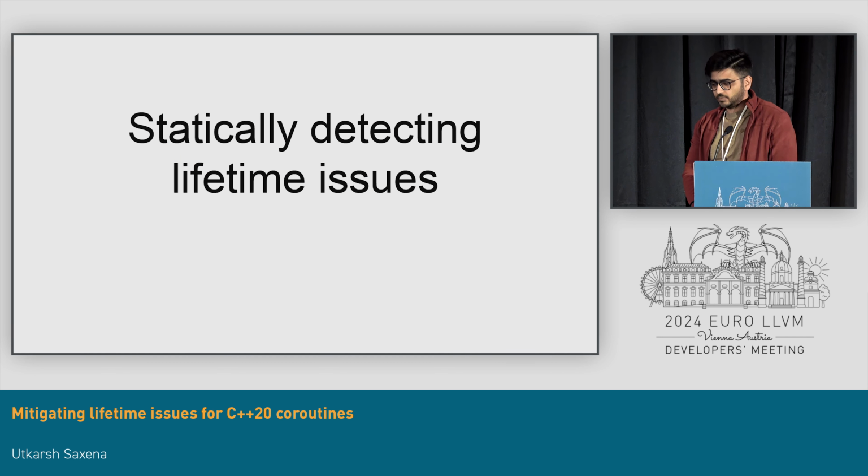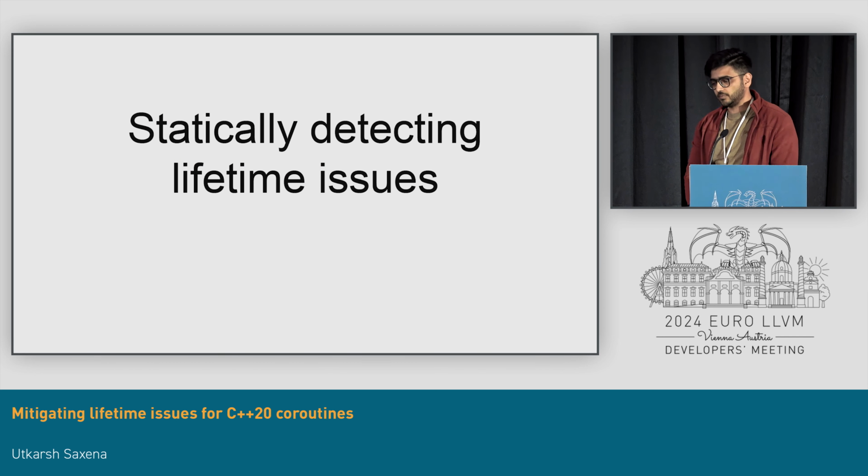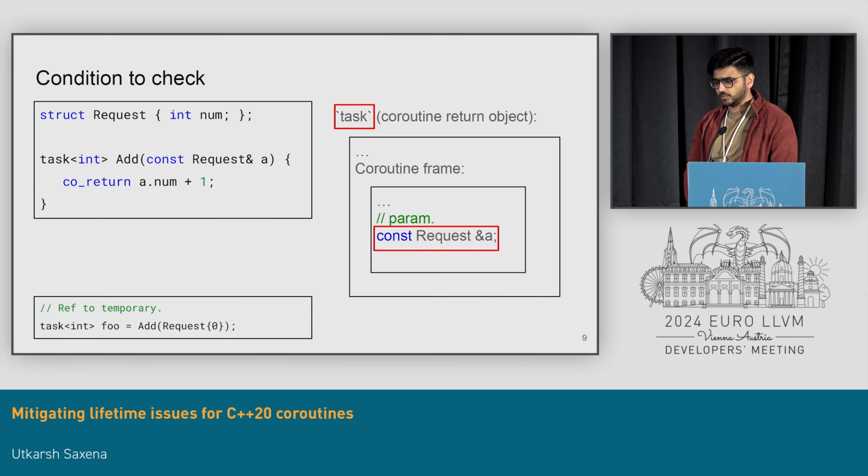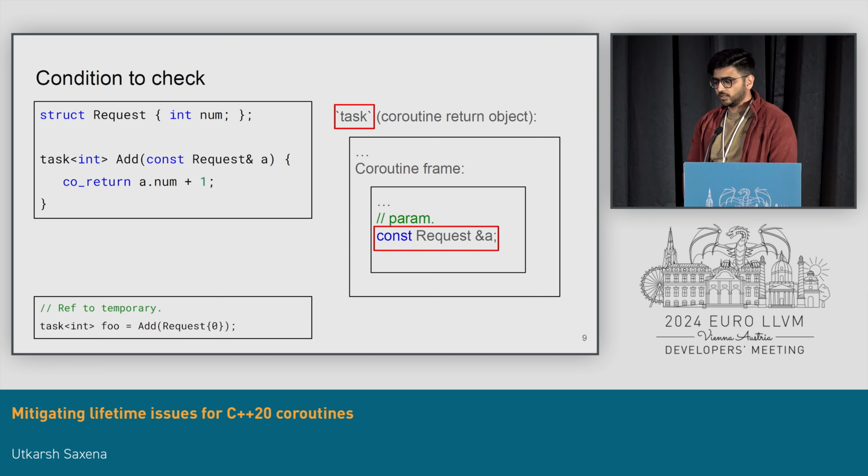Let's see some ways of detecting these lifetime issues that we developed in Clang. Let's see what the formal condition is that we want to check, and establish some understanding of what's going on. Consider this add coroutine, which accepts a reference and returns a task object. My understanding is you can model this as the task object containing all the data that is required to resume this coroutine, and this somewhere down the line contains a coroutine frame, which again down the line contains this reference, that is, the reference parameter that was captured by this coroutine.